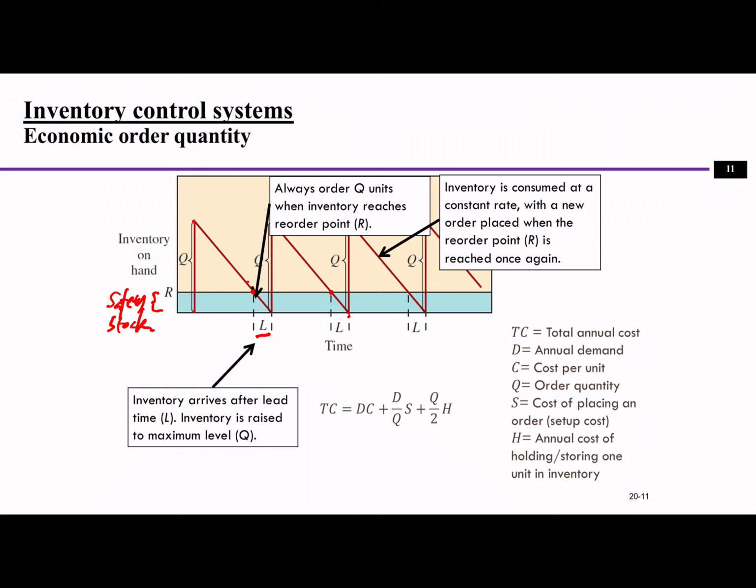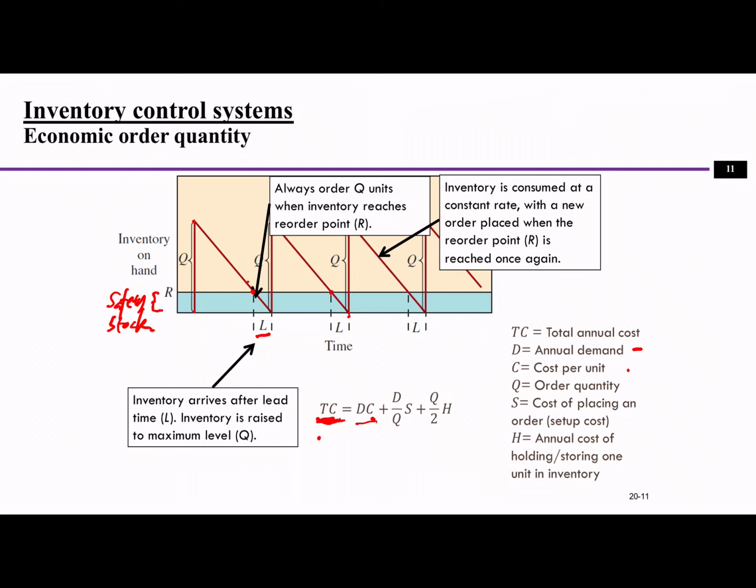in order for us to find out what the economic order quantity is, we use total annual cost, because this is how much we're going to pay for all the materials, all the inventory cost. How is the total annual cost calculated? It equals DC. D is the annual demand: how many parts, how much inventory do we need over the whole year. And C means the cost per unit.